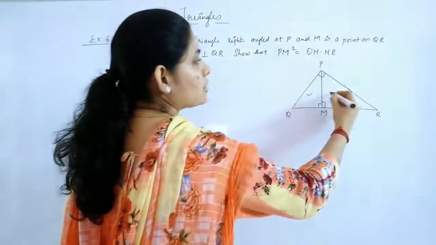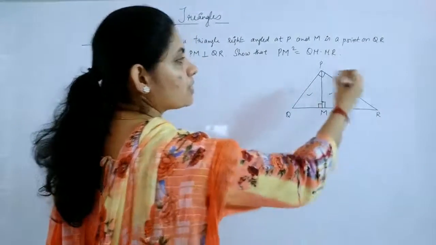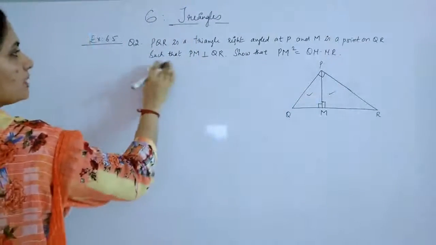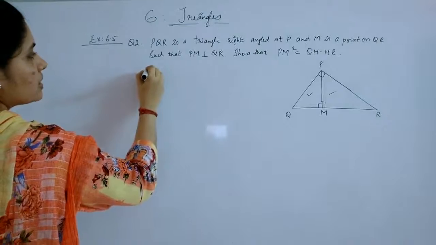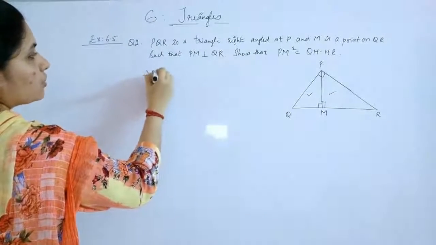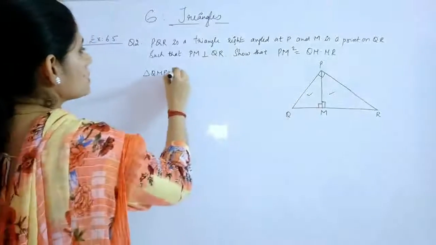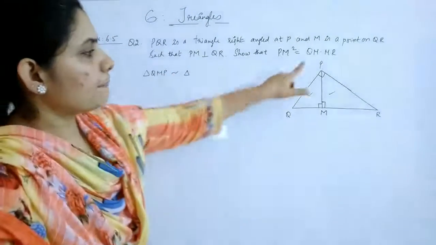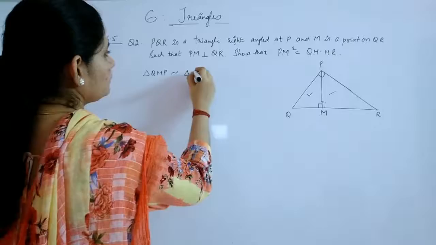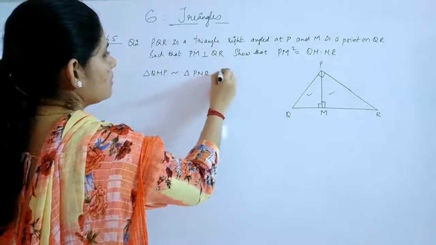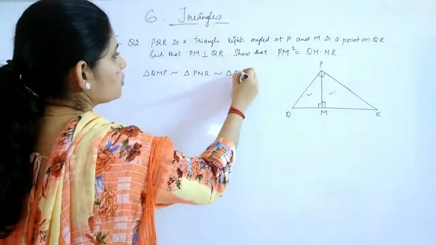This triangle will be similar to this and both will be similar to the whole triangle. That is, we will get from the figure triangle QMP, that is right angled at this point, will be similar to triangle PMR, will be similar to triangle QPR.